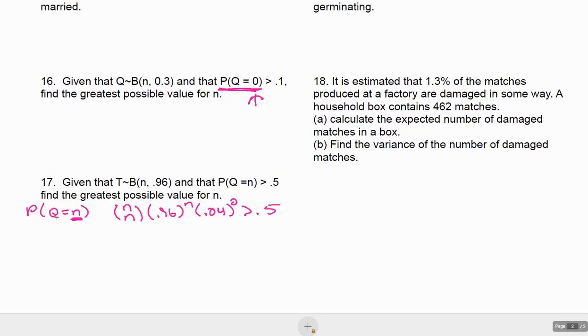But once again, what's 5 choose 5? What's 10 choose 10? 1. Once again, these two cancel out, and I'm still left with 0.96 to the nth is greater than 0.5. I make a logarithm out of this and then find out what my answer is.